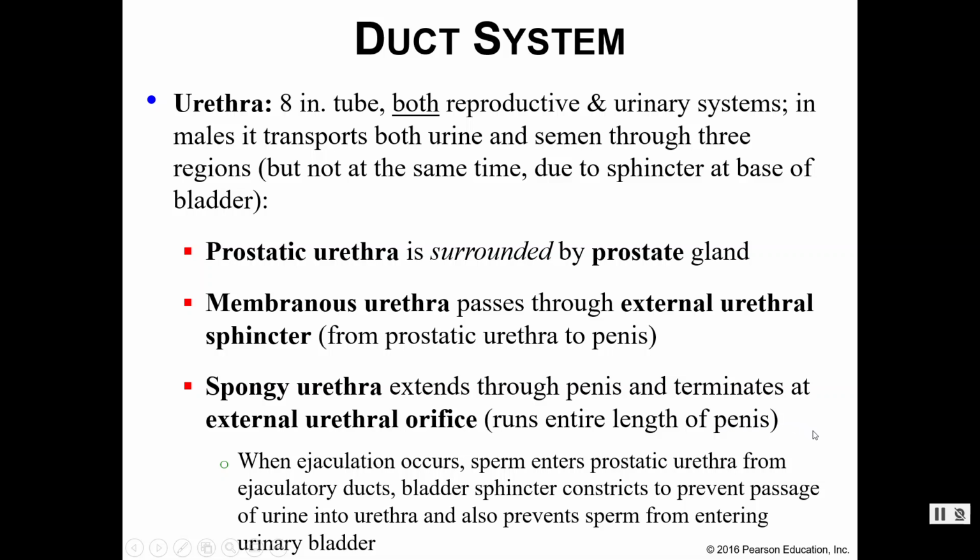So when ejaculation occurs, sperm will enter the prostatic urethra from the ejaculatory duct. Then that sphincter we mentioned at the bladder constricts, so no urine will pass into the urethra. So again, it's one at a time. You're either moving semen or you're moving urine. You're not doing both at the same time, which, let's be honest, is good.